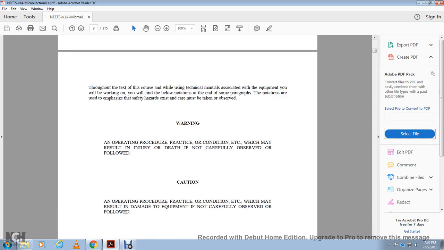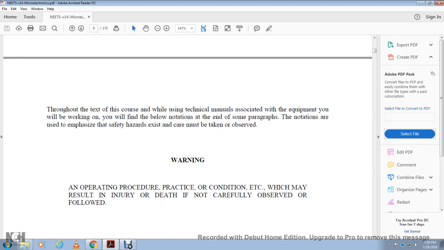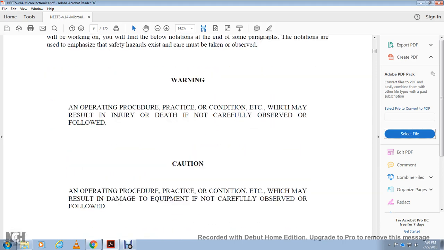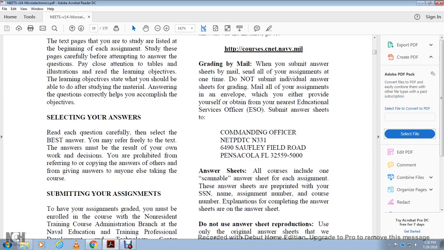Throughout this course, and even in the technical manuals associated with the equipment that you will be working on, you will find notations in some of the paragraphs. These notations emphasize safety hazards to which care must be taken to observe. Warning: any operating procedure, practice, or condition which may result in injury or death if not carefully observed or followed. Caution: any operating procedure, practice, or condition which may result in damage to the equipment if not carefully observed or followed. Note: an operating procedure, practice, or condition which is essentially emphasized.